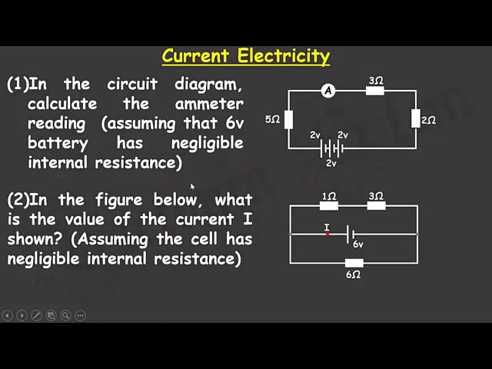I'll take you through the questions. The first one: in the circuit diagram, calculate the ammeter reading, assuming that the 6-volt battery has negligible internal resistance. In the second question, in the figure below, what is the value of the current I shown, assuming the cell has negligible internal resistance?